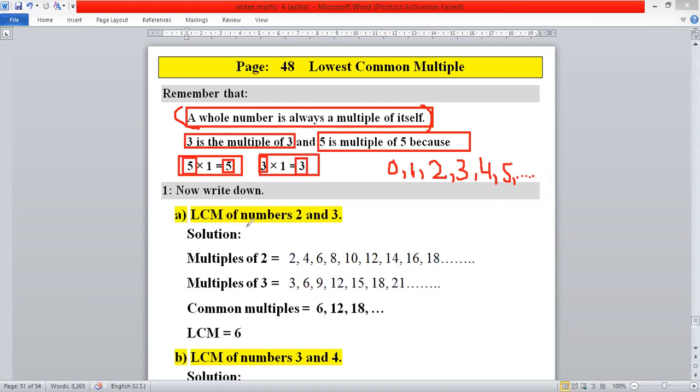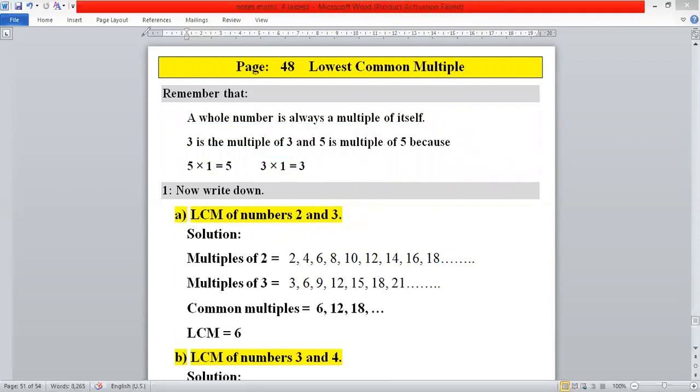So let us start from question 1. Question 1 is: write down the least common multiple of numbers 2 and 3. Here the pair of numbers is given. Numbers are 2 and 3.